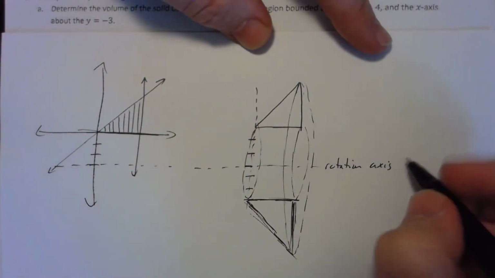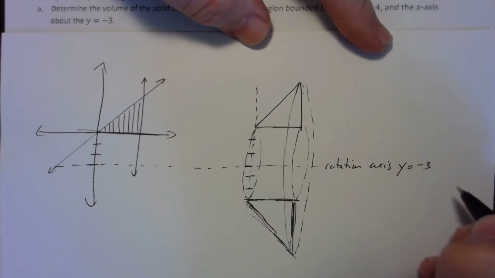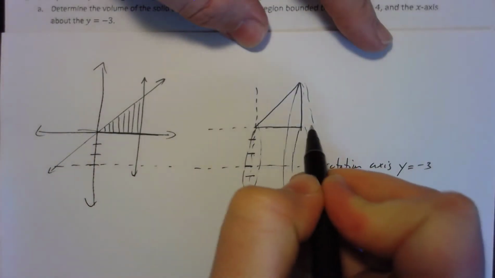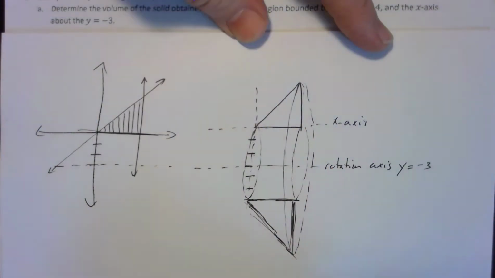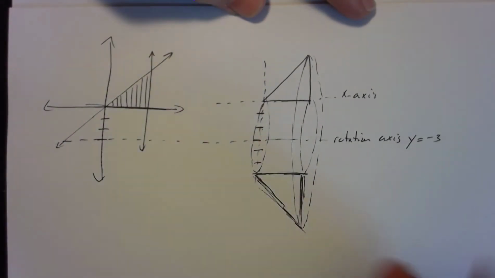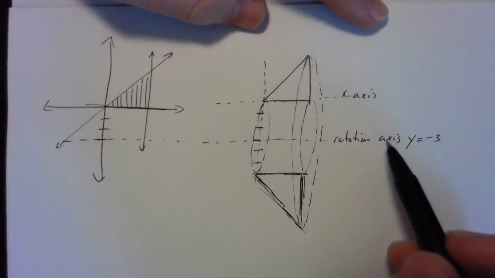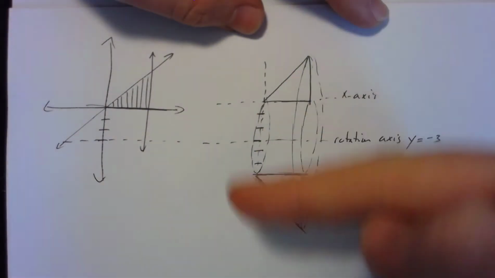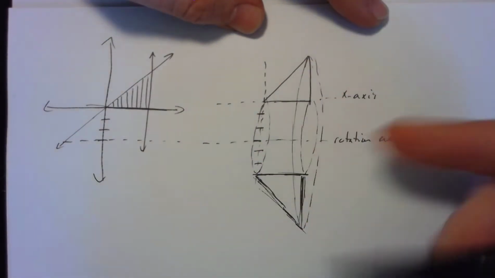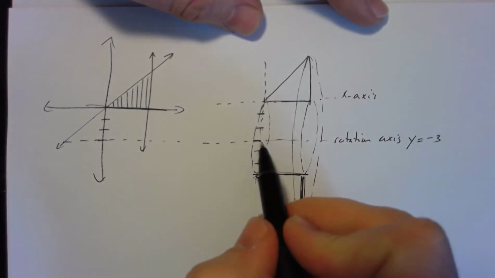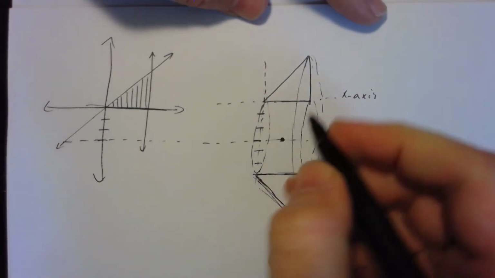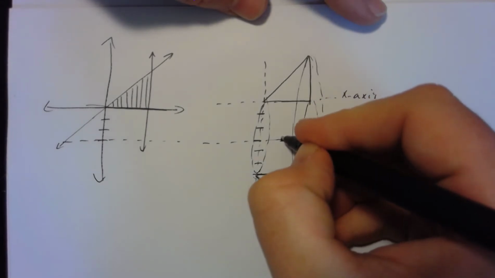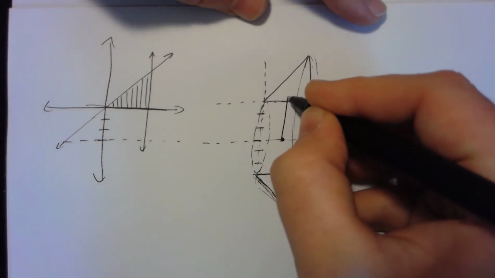Now I'm going to make note that the rotation axis is one more time at y equals -3, and this right here is our x-axis. So the goal is to still set up the exact same type of integral. I'm still going to cut this so that I see those circular cross sections rolling around. This time, however, I just have to modify what my radius is, because my radius starts here and it's going to extend to somewhere in here.